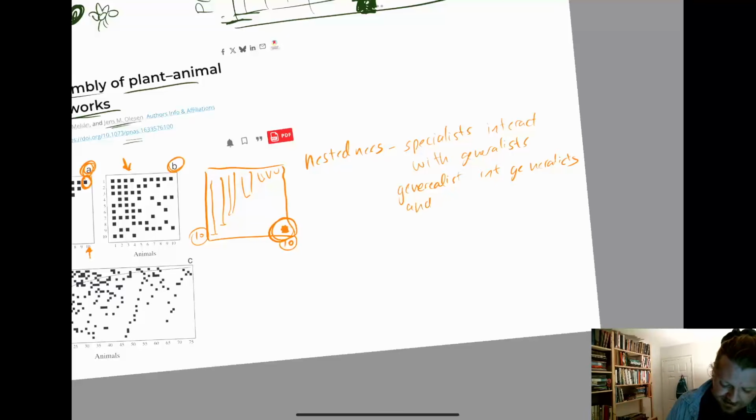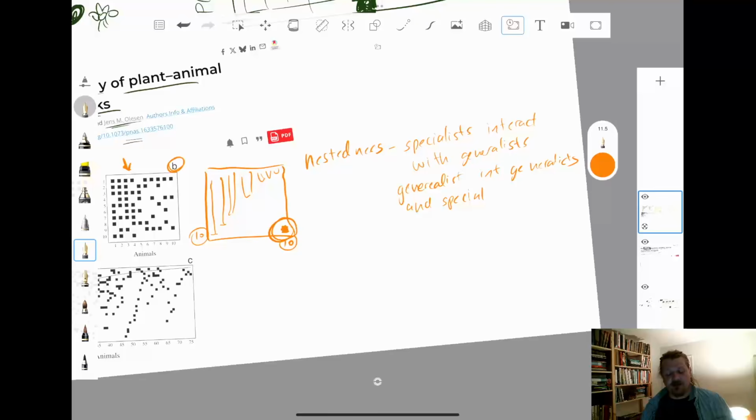There's lots of ways to say this. This is my favorite way to say it. That specialists tend to interact with generalist partners. That plants that are pollinated by only one animal, that animal tends to visit a lot of plants. And animals that only go to one plant tend to go to a plant that has lots of other partners.